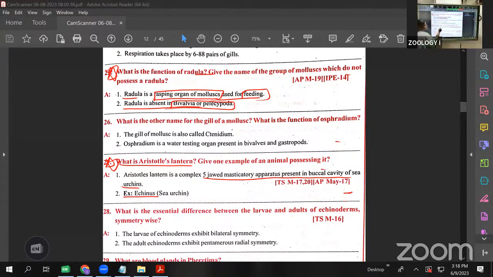The Aristotle lantern is a complex five-jawed masticatory apparatus. It is present in the buccal cavity of sea urchins. This masticatory apparatus is useful for grinding of food. Grinding of food is what it is mainly helpful for. Clear? These two are important.